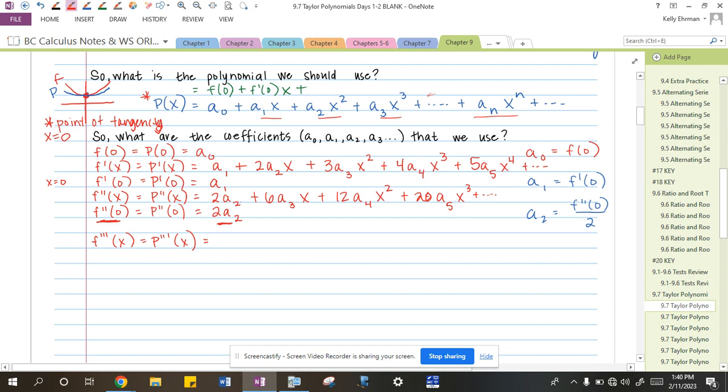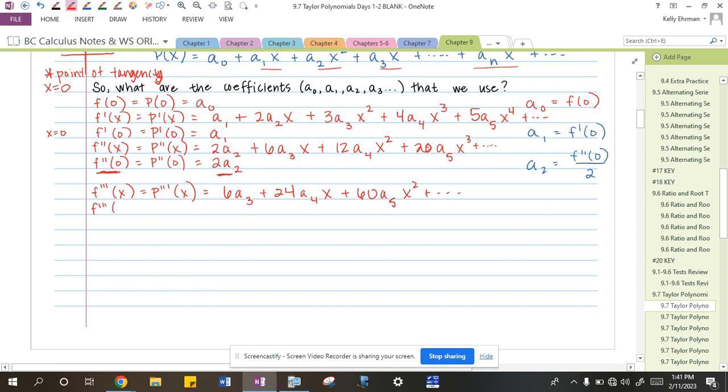So look back to your second derivative line and start taking derivatives of that. The constant term goes away. You've got 6 a sub 3 times 1 plus 24 a sub 4 times x plus 60 a sub 5 times x squared, etc.